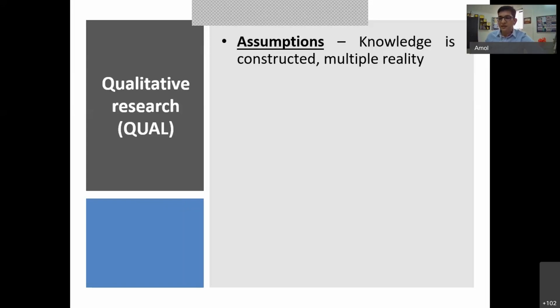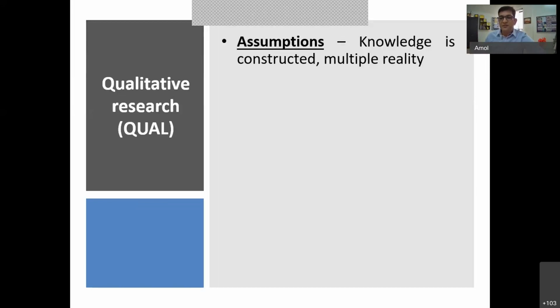Education is highly constructed in nature. One single thing, people have different ways of looking at it. If we plan any one particular intervention, people have different opinions on it. So having these different opinions makes it constructed. People have different viewpoints on the same thing, and that makes it difficult.